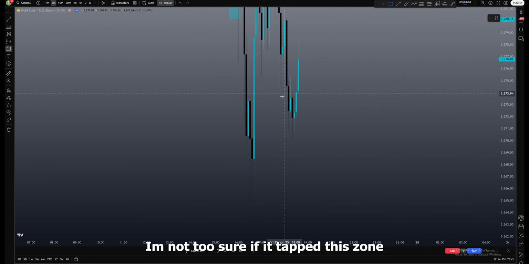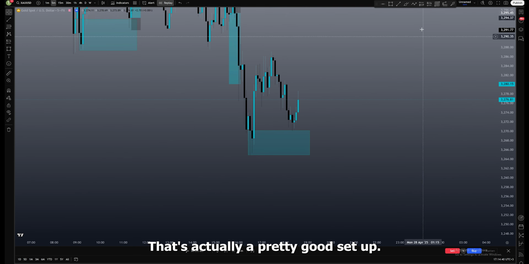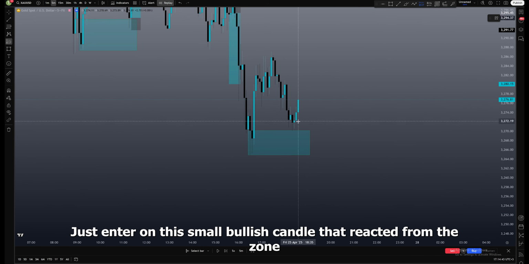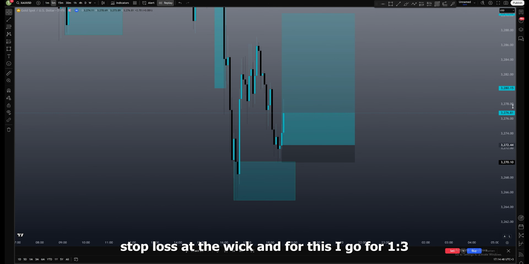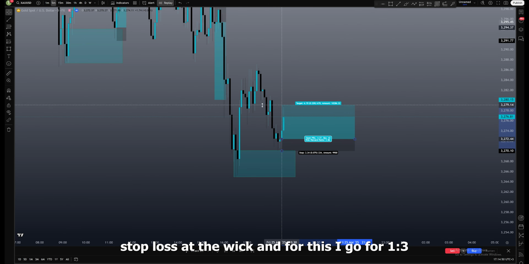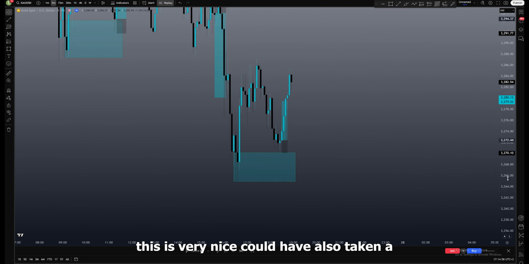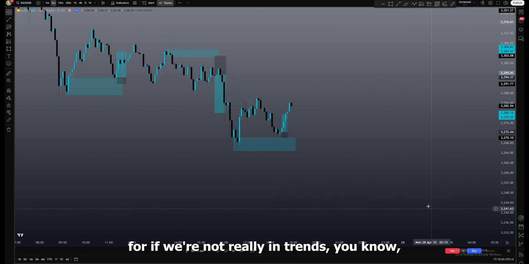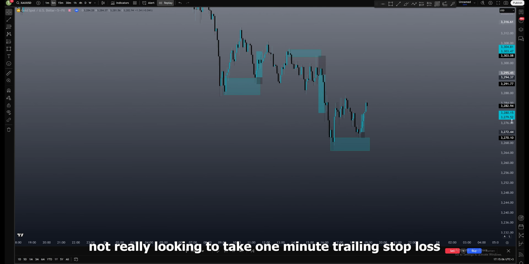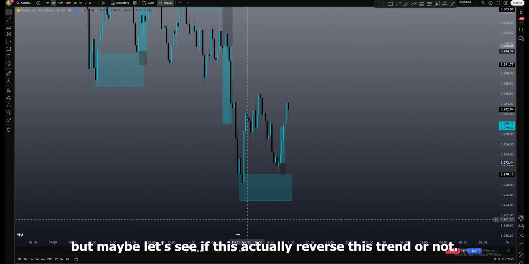All right, I'm not too sure if it actually tapped this zone. Okay, it did. That's actually a pretty good setup as well. Just enter on this small bullish candle that reacted from the zone. Stop loss at the wick, and for this I'll go for a 1 to 3. All right, well, this was very nice. Could have also just taken a 1-minute trading stop as well, but if we're not really in trend, I'm not really looking to take a 1-minute trading stop loss, just because it might not go that far. But maybe let's see if this actually reverses trend or not.